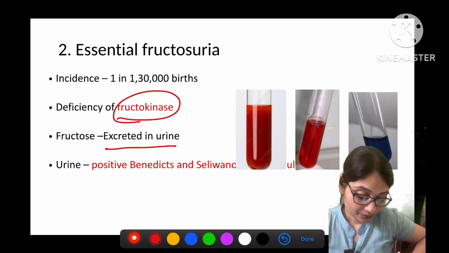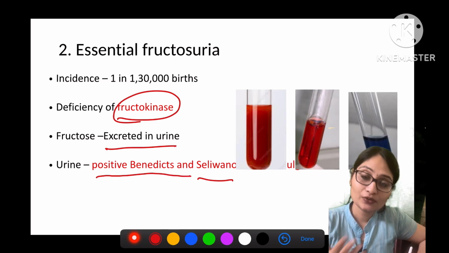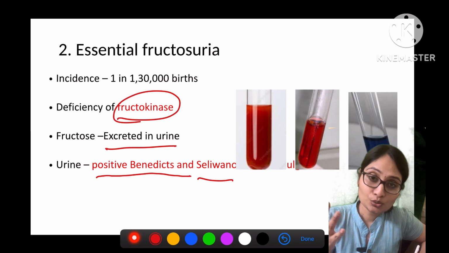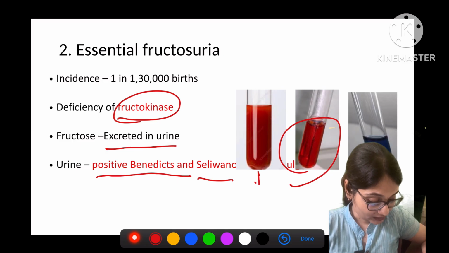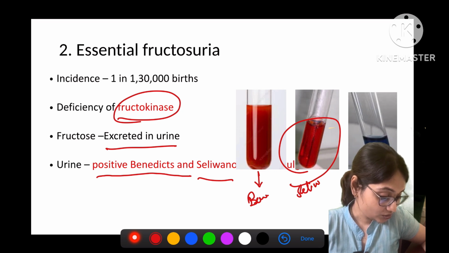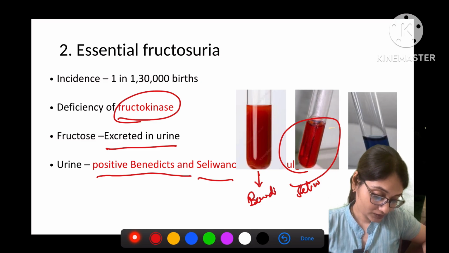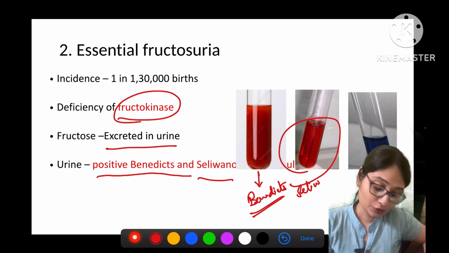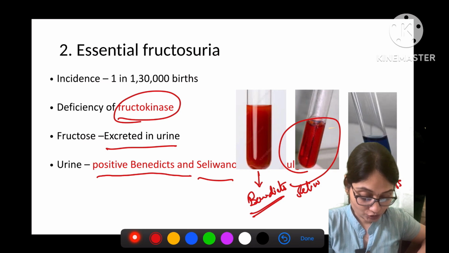And other findings are that urine will be positive for Benedict's, Selivanov's and Folger's tests. We all know Selivanov's and Folger's tests are tests done to detect the presence of fructose. So this is your Benedict's test, which is positive, and this is your Selivanov's test. If it is red in color, it is Selivanov's test, and this is your Folger's test. Folger's test will give you blue color, Selivanov's test will give you red color, and Benedict's test will give you a color depending upon the amount of glucose or fructose present. It's a semi-quantitative test. Okay, so this is about essential fructosuria.